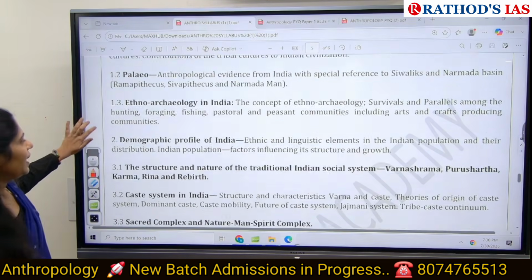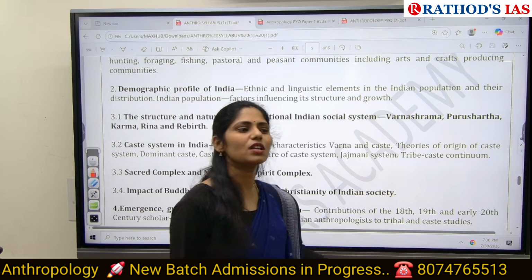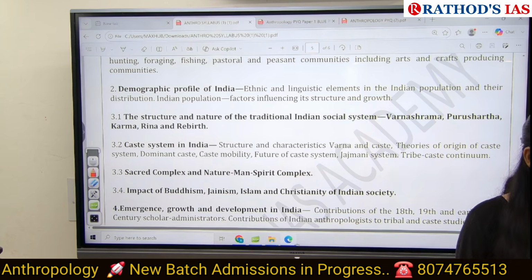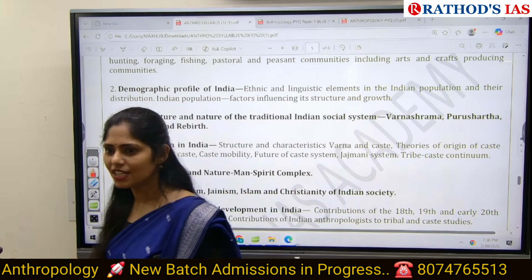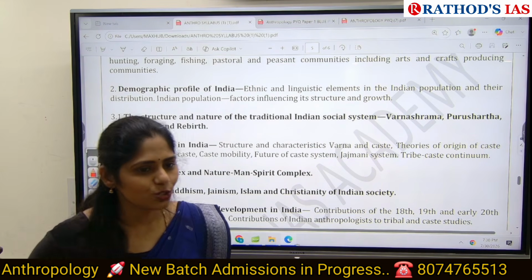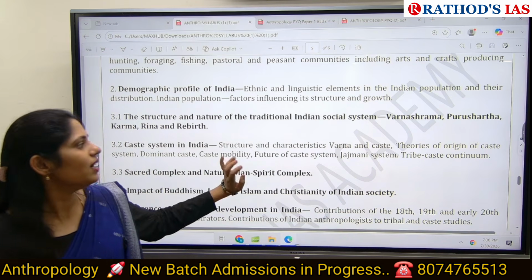Okay, next will be the structure of the traditional system. You know about the Varna system, the Chaturvarna system, how it evolved. Different theories. Brahma theory. Do you know this Brahma theory? Brahmins came from the head, Kshatriyas from the shoulders, then the thighs. Like that, we'll have lots of theories related to how this Varna system evolved. So we'll see that.